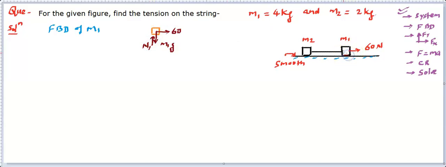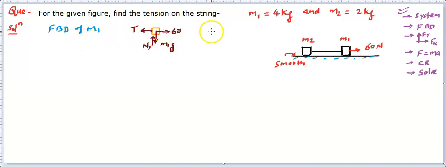So you have written this contact, then you see, is there any other contact? Yes, there is contact with the string, so the string is going to apply a force. The string will apply a force at this point, pulling toward the string. That force will be tension. So these are the forces that act on m1, and that becomes the FBD of m1.